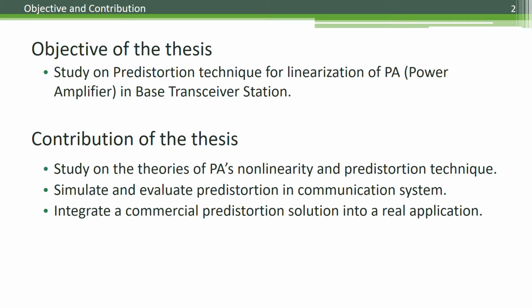The objective of the thesis is to study predistortion technique for linearization of power amplifier in base transceiver station, and the contribution is, first, to study the theories of nonlinearity and predistortion technique. Second, simulate and evaluate predistortion in communication system, and thus integrate a commercial predistortion solution into a real application.